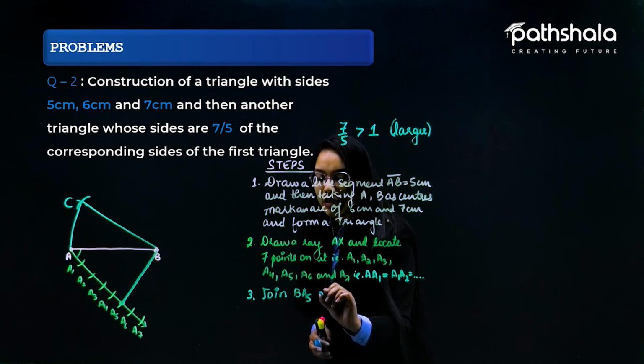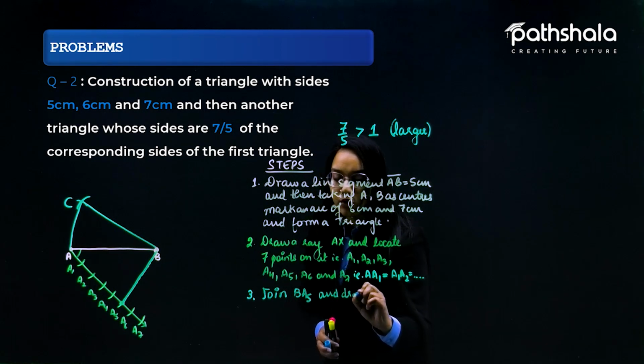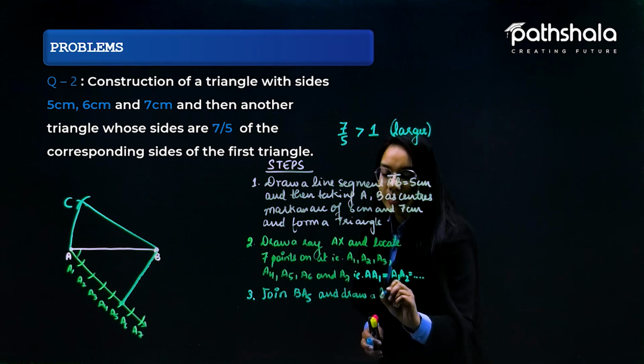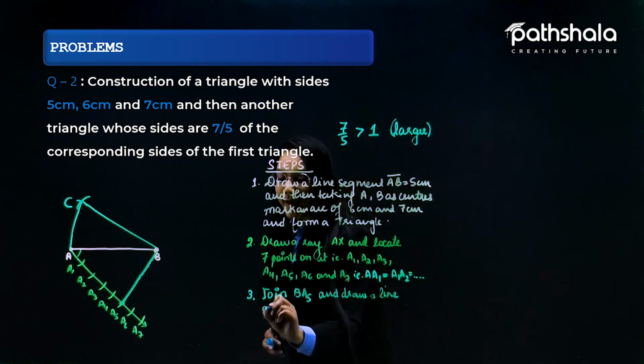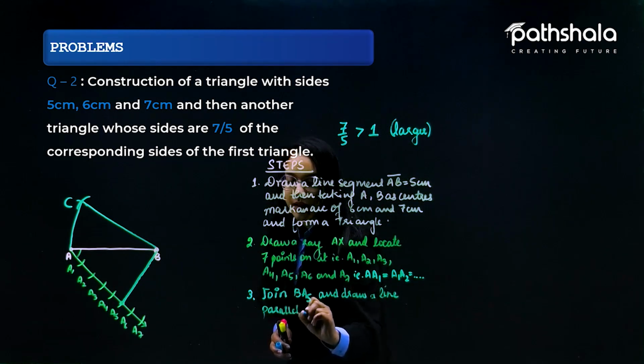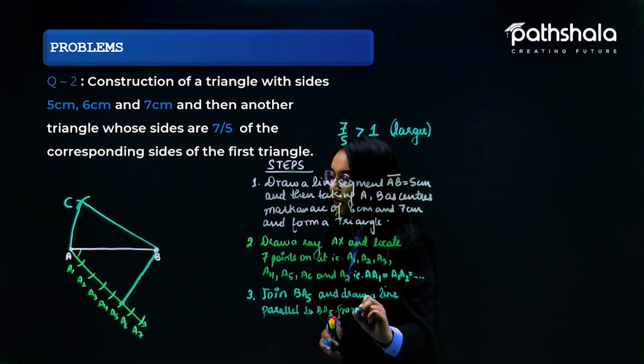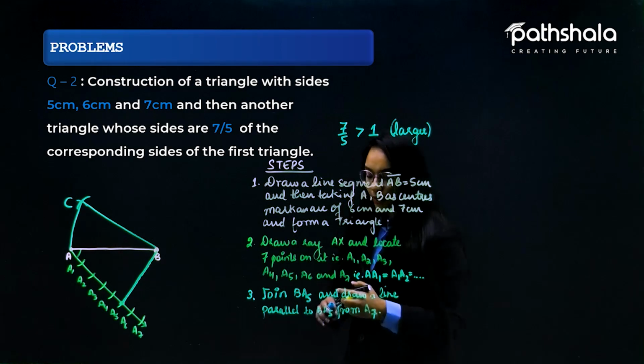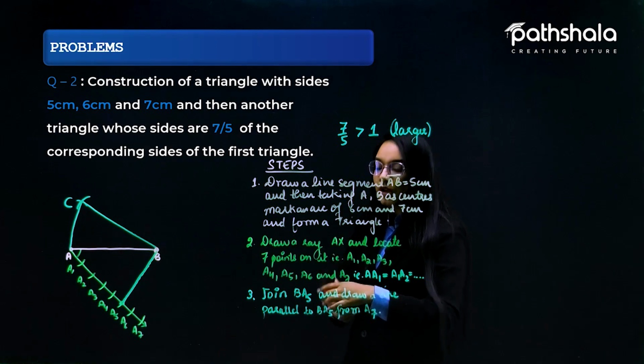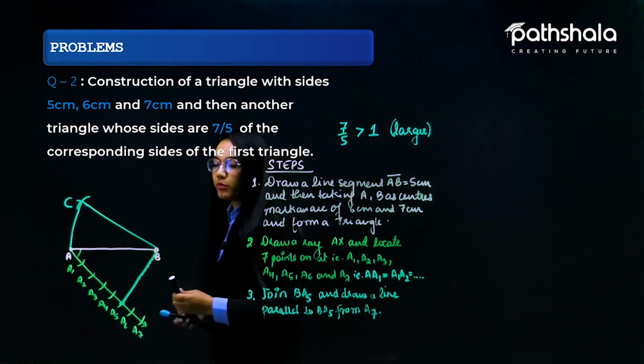and again draw a line parallel to BA5 from A7 of equal measure. Always remember the measure should be equal.